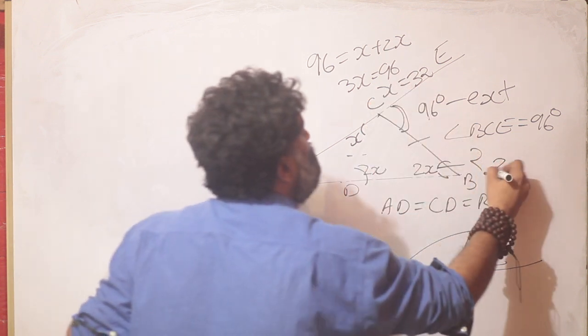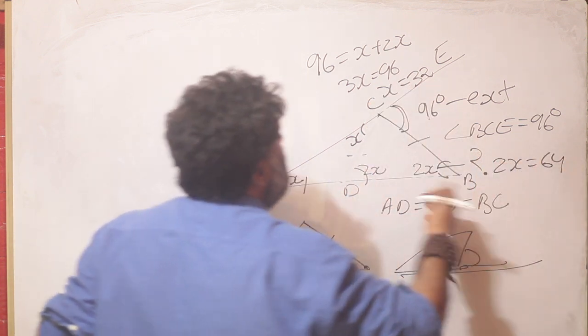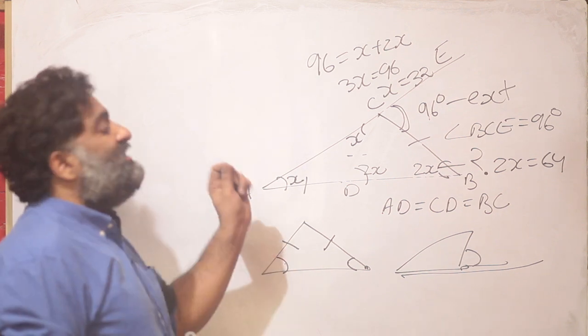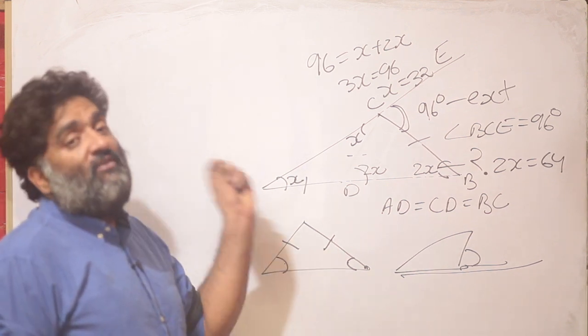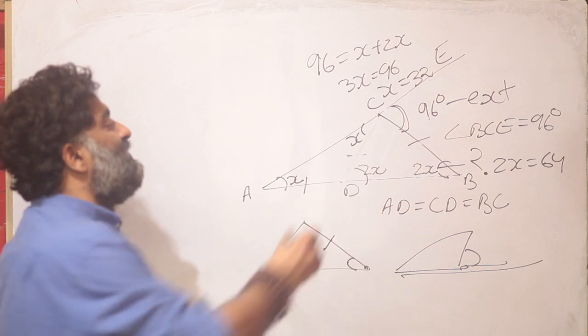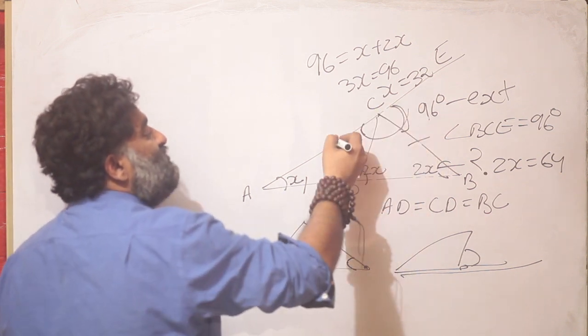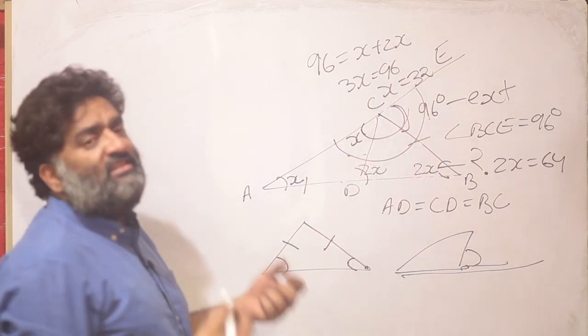x is 32, so 2x for me will become 64 and my problem is done. And this is one way of doing it, and if you have used some other method, maybe you started playing with the equations here, in terms of, you can see this is also 180 degrees, that is also fine.